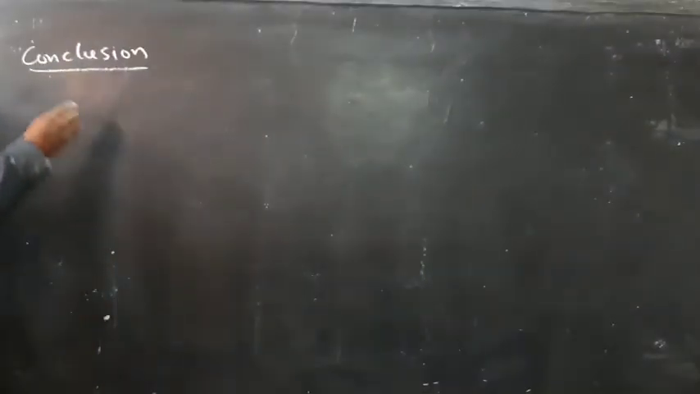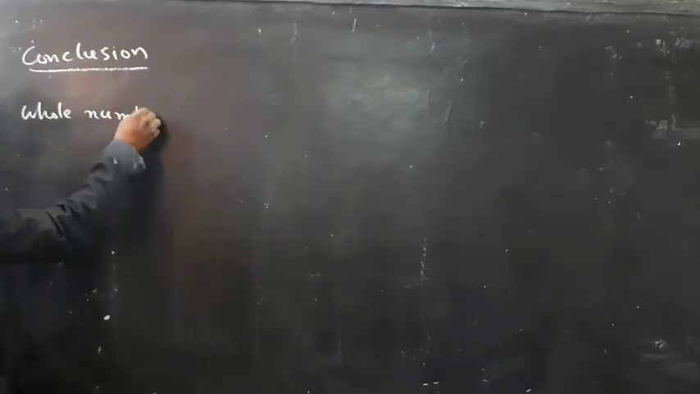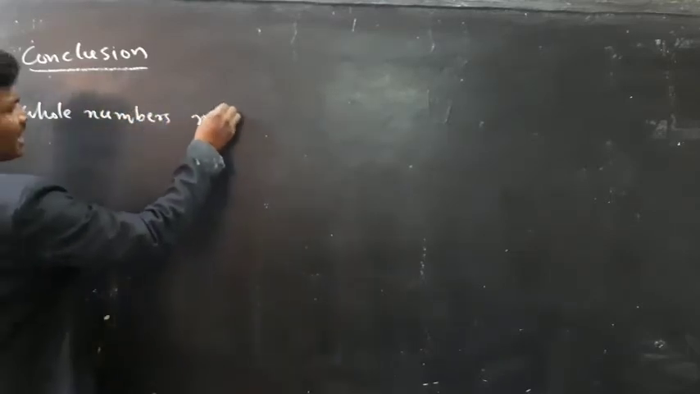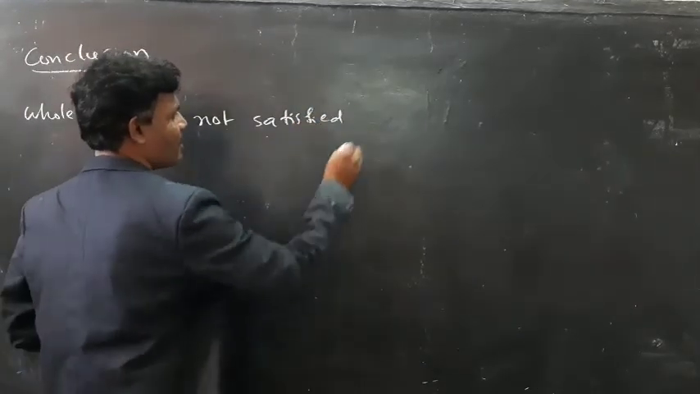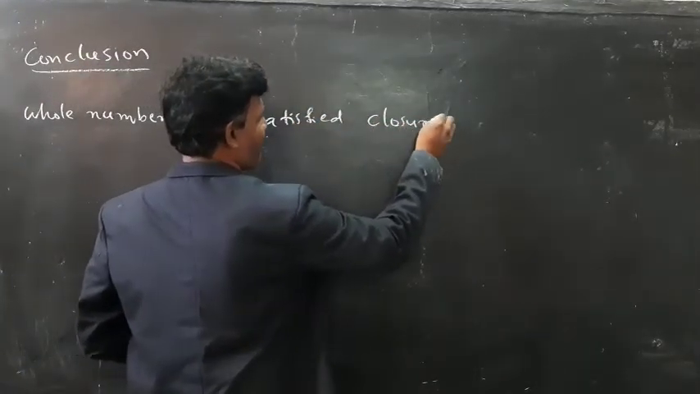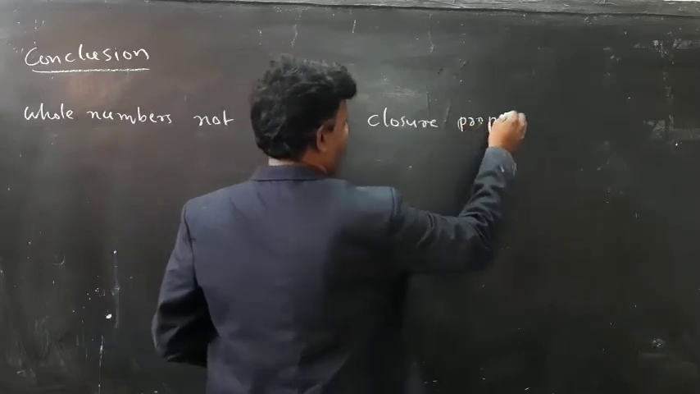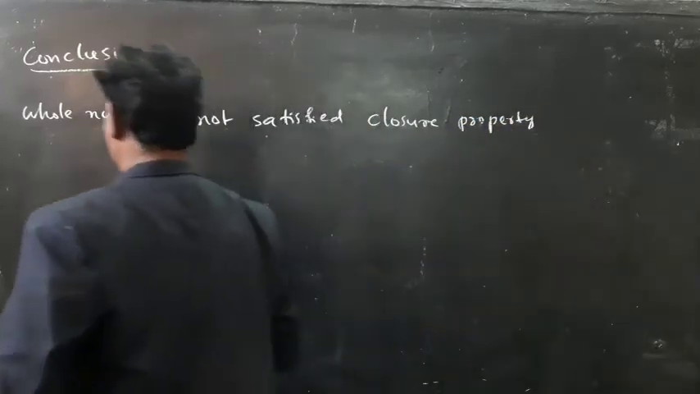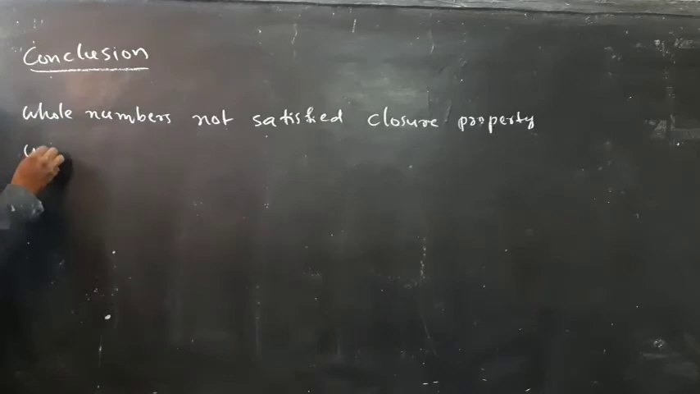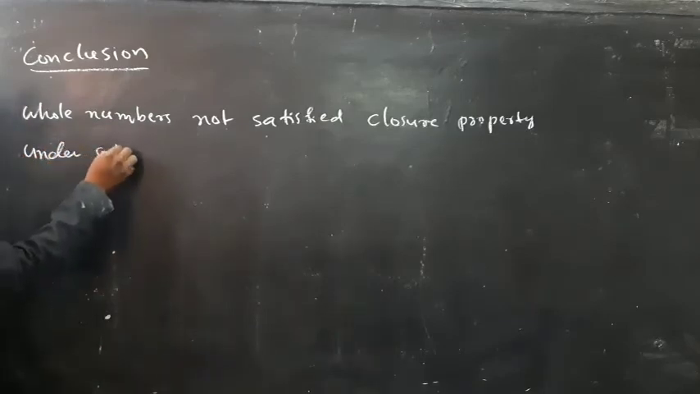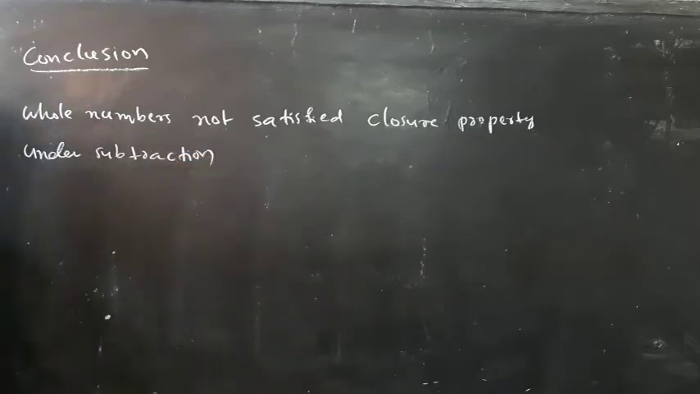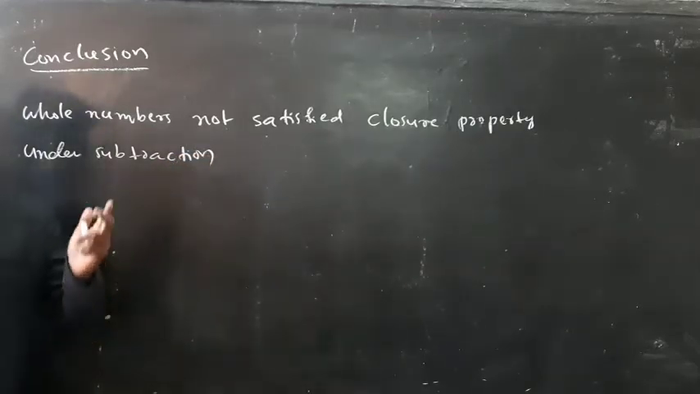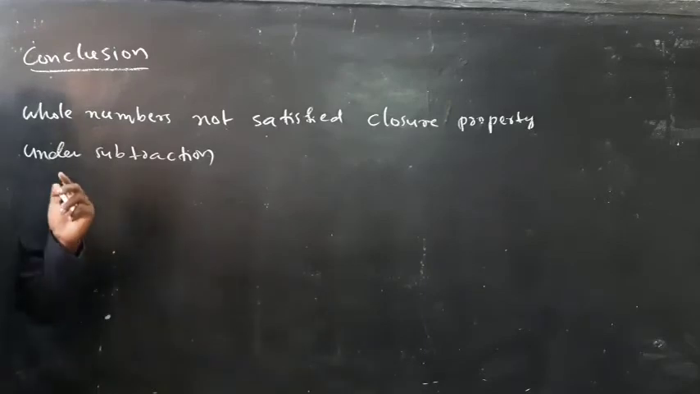Here what is the conclusion? Whole numbers not satisfied closure property under subtraction. So whole numbers not satisfied closure property under subtraction.